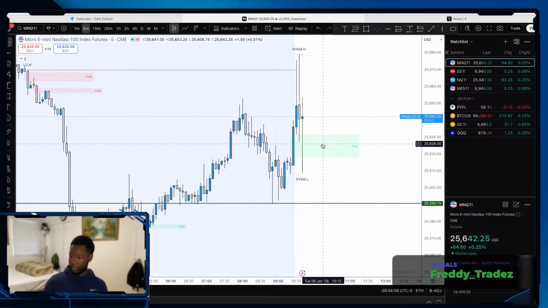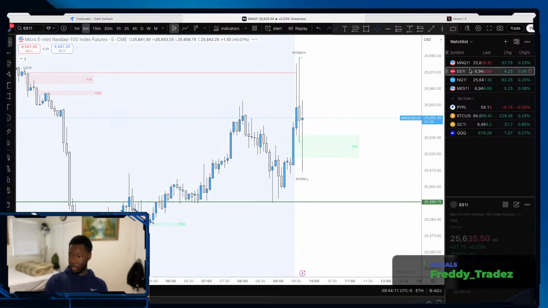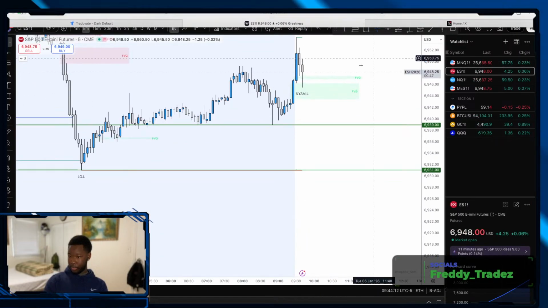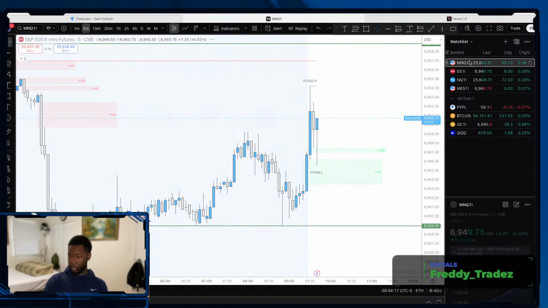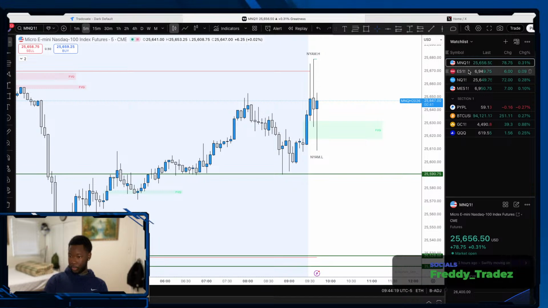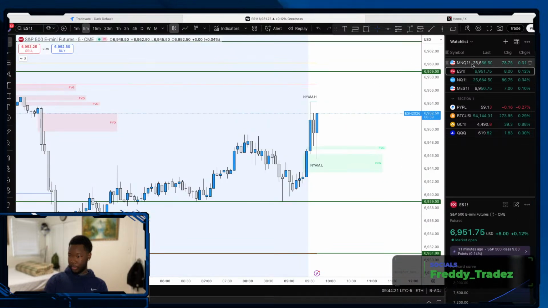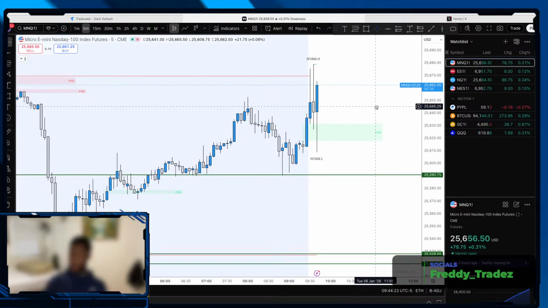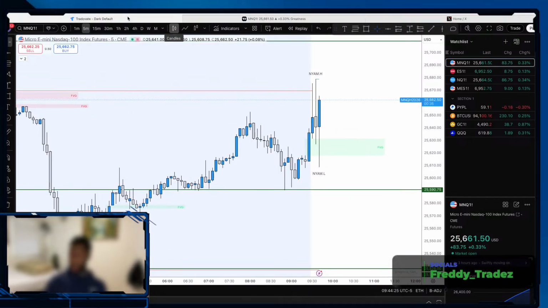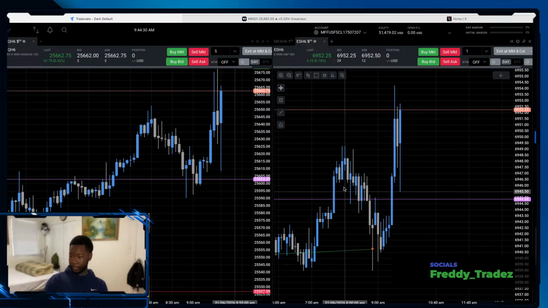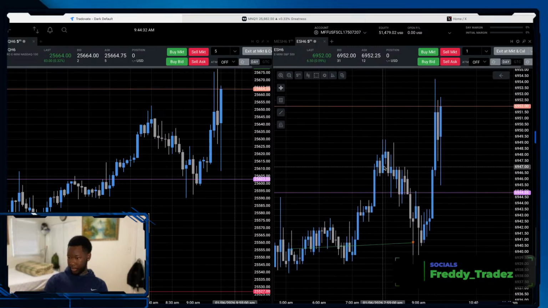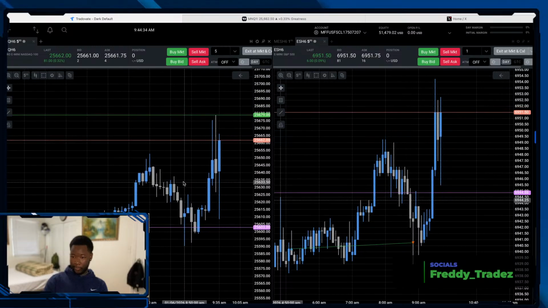So far, respecting pretty good. ES still looks stronger than NQ. All right, there we go. Getting the pump right now. Again, let's move up. Oh, I did take a trade earlier around like 5 a.m. We can go over that also.